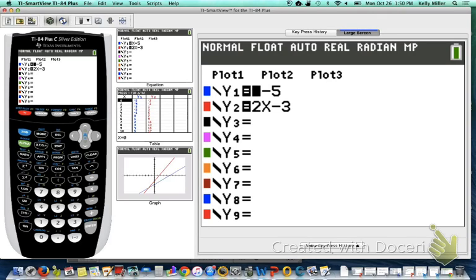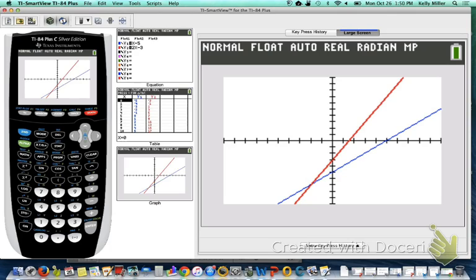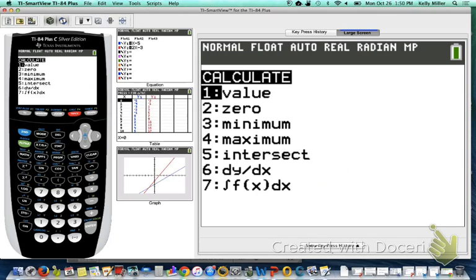Okay, so in the graph, we can eyeball what we think the intersection is, but does everybody see how we used the calculate before? Calculate intersect? If you hit second and then the trace key, which option from the calculate menu do you think you're going to pick? 5. We want to see where they intersect.